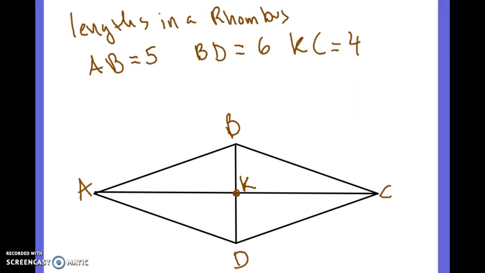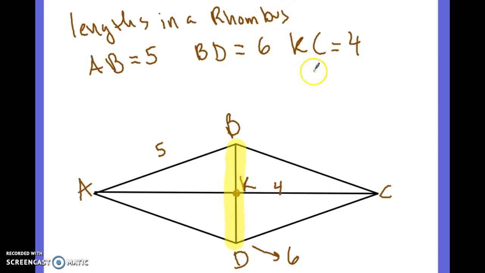All right, for our next problem, we're using the exact same rhombus, but now we're just given lengths instead. We know that AB is 5. We know that KC is 4, and all of BD is 6. I'm just going to use the highlighter tool to mark that. All this right here, this is going to be 6. BD is going to be 6.